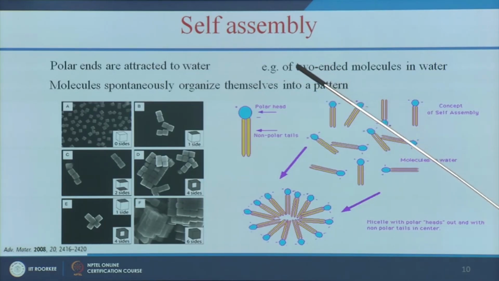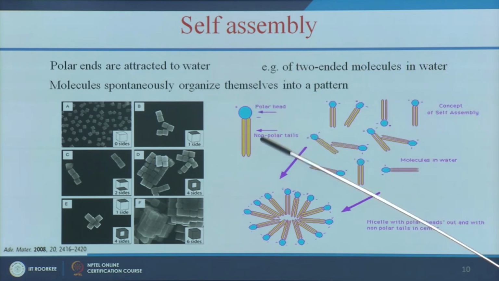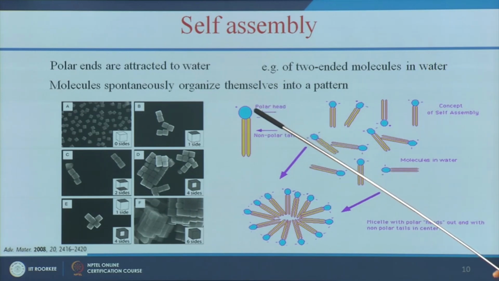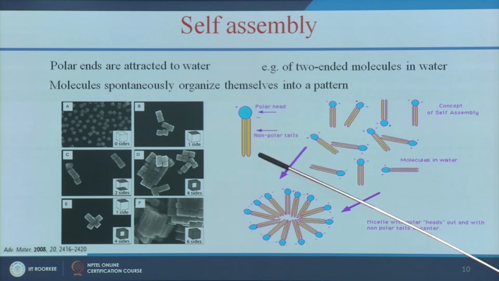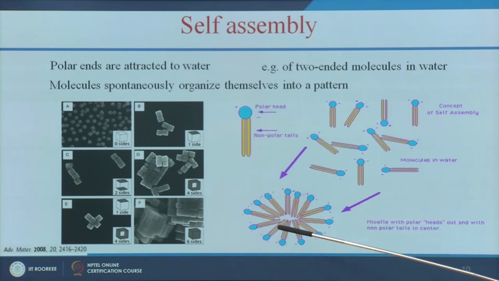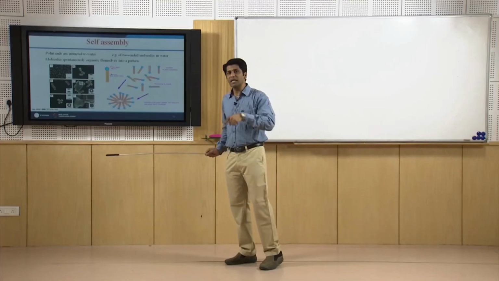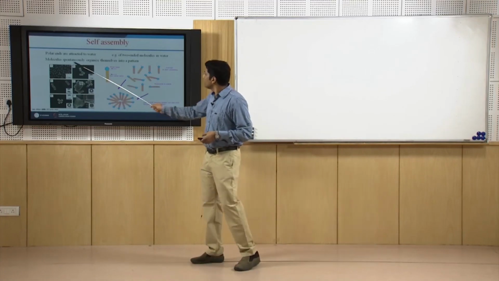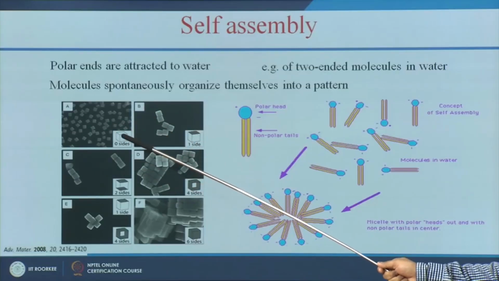Suppose you have two-ended molecules in water. For example, this kind of molecules which have a polar head, that means water liking or hydrophilic, and they have non-polar tails, that is hydrophobic. So when you put this kind of molecules in water, what happens? All the hydrophilic heads will be facing the water and all the hydrophobic tails will be away from the water. Okay. So you will get this kind of micellar structure. A simple example is if you put a drop of oil in water, you will get a circular ring kind of structure, right. Another example is we can make a nanoparticle.